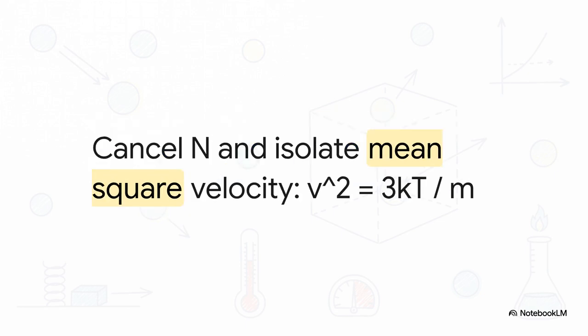And now for honestly the most satisfying part of the math. Notice that we have capital N, which represents the total number of molecules on both sides of the equation. That means we can beautifully cross it out, completely canceling it on both sides. With the N gone, we can isolate our mean square velocity by moving the 3 and the m across the equal sign. Just picture moving that little m to the denominator on the right side. That leaves us cleanly with v squared equals 3kt all divided by m.